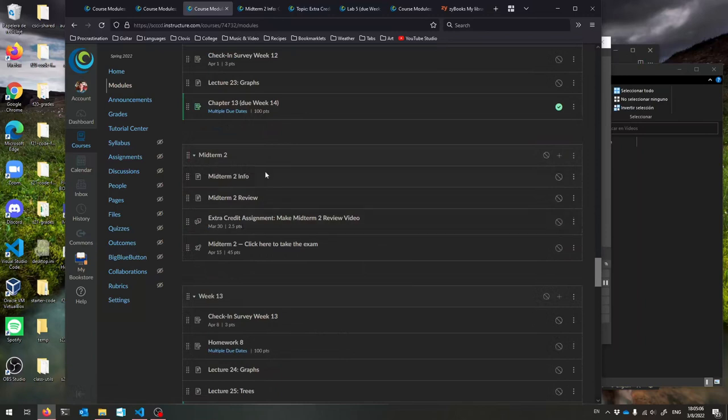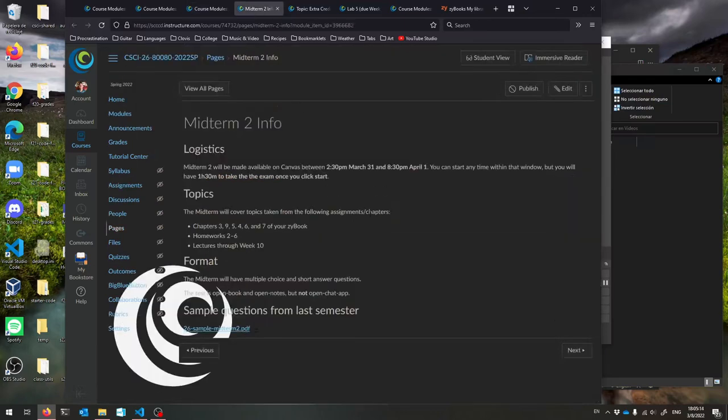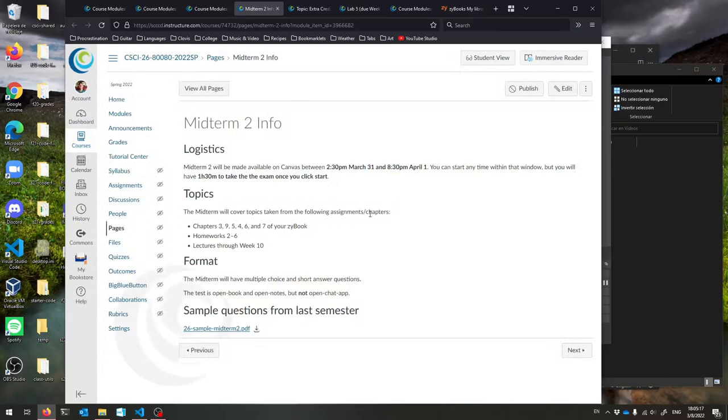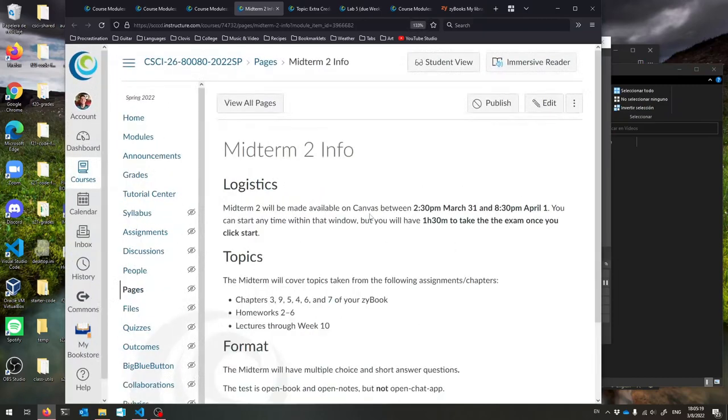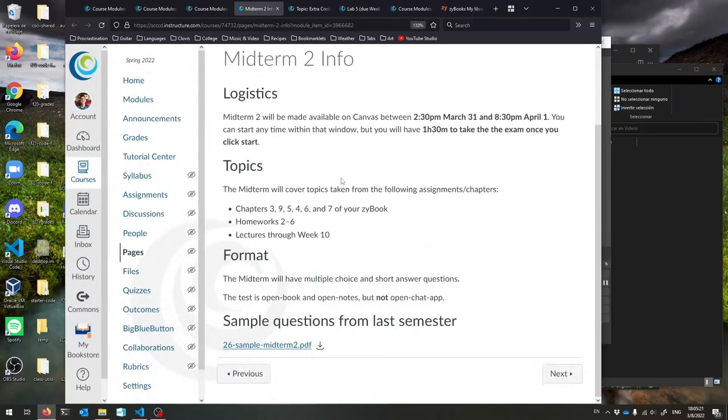So I'll release the midterm 2 info page to you, and also the extra credit assignment to you. Don't worry about this date, I still have to fix it, but the extra credit one is correct. So let's make this larger and white. It's going to be very similar to the previous midterm. Midterm 2 will be on Canvas.